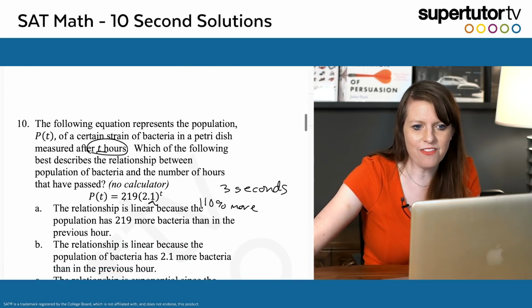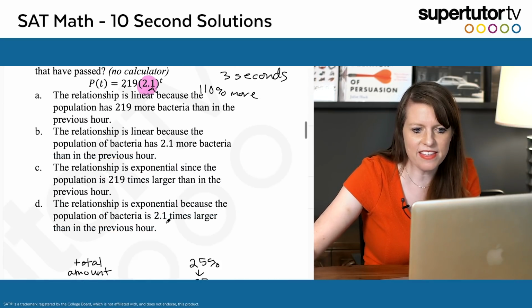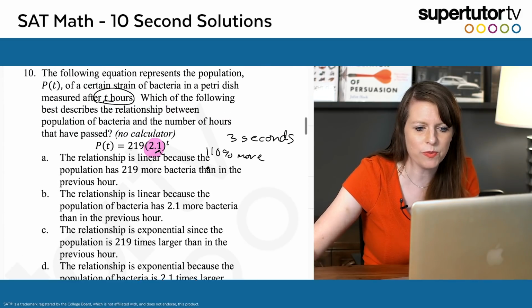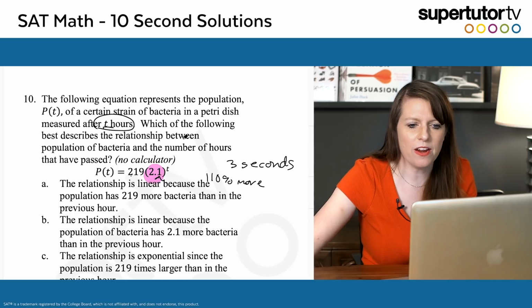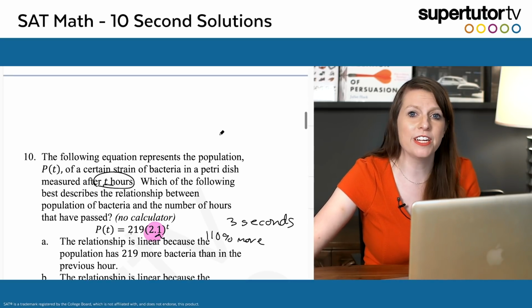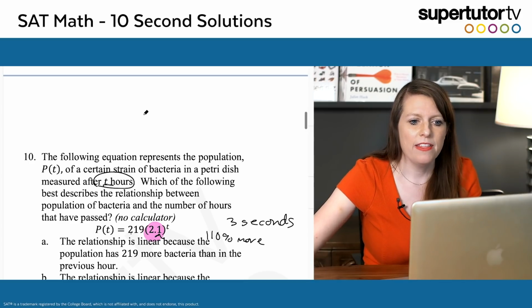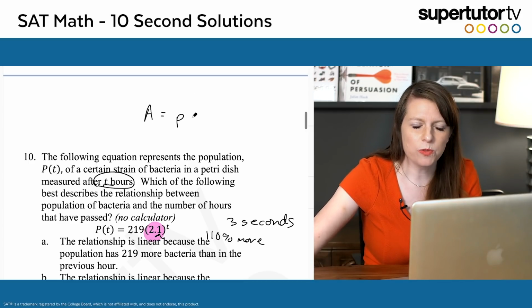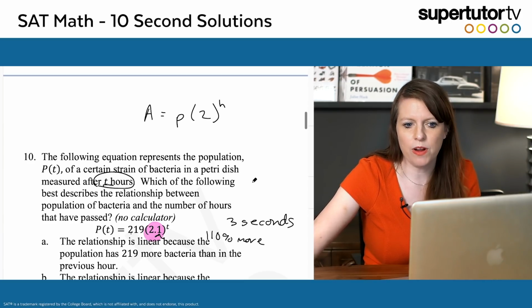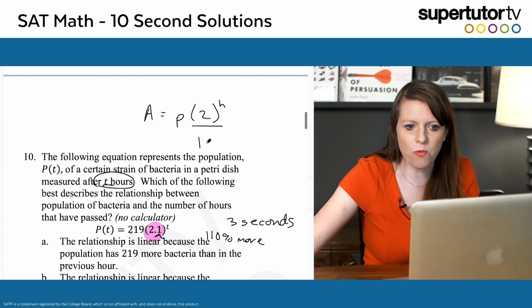And the other thing that's also good to just memorize and know is that this number, this 1 plus r, this 1 minus r, when we're talking about percents, can also be thought of as times. So for example, if I have a petri dish of bacteria and the bacteria double every hour, that would be A equals P times 2 to the H. And this would be my 1 plus r. I'm not dealing with percents, I'm just doubling it.